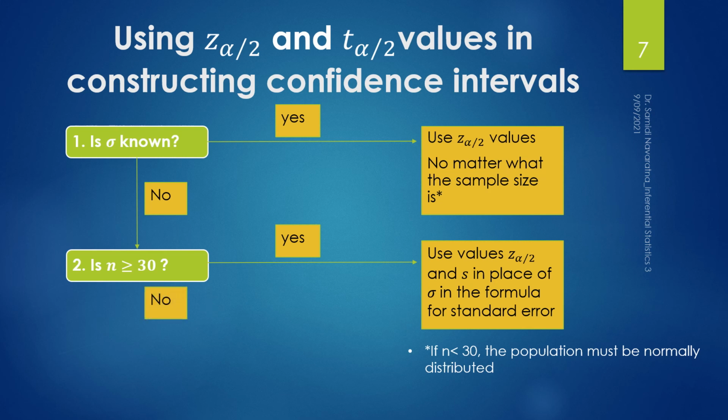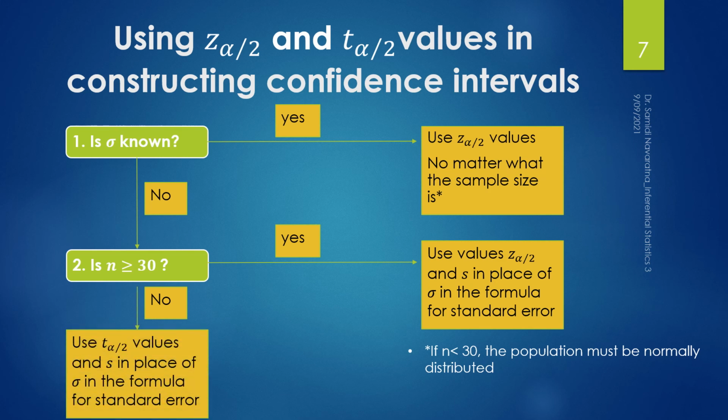And if the sample size is less than 30, then you can use the t values, and in the place of the population standard deviation, you can again use the sample standard deviation in calculating the standard error.